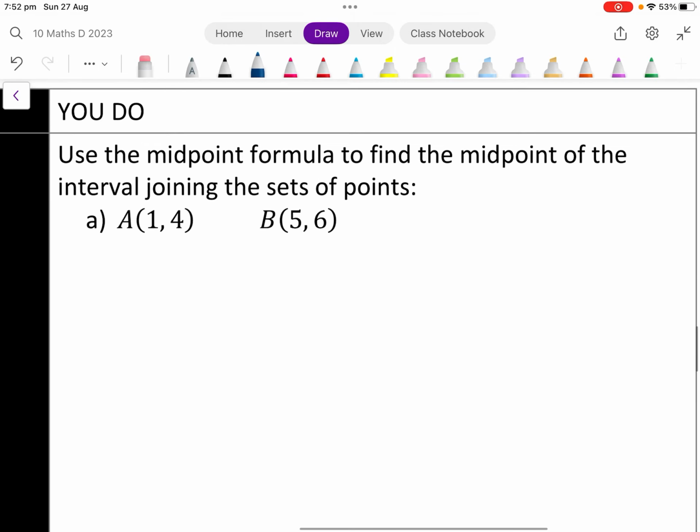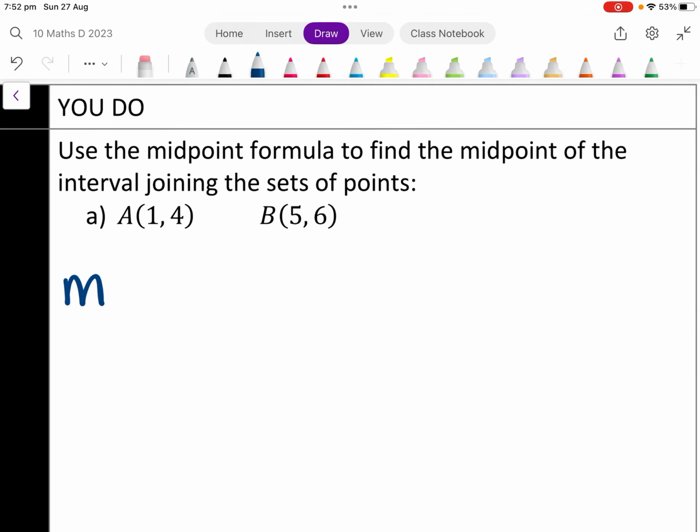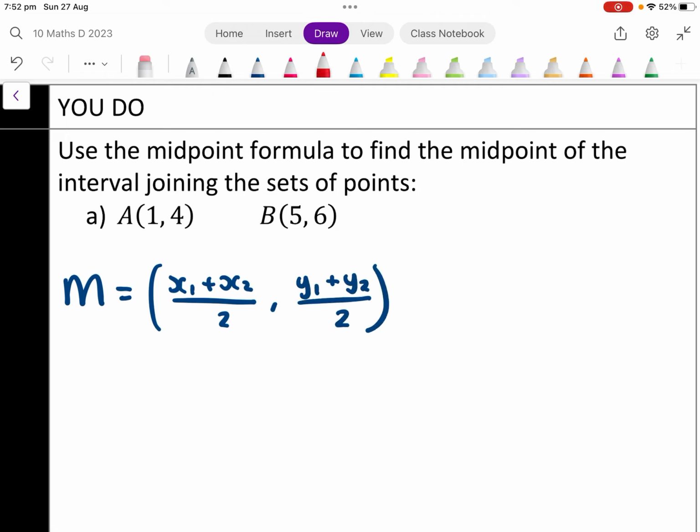Alrighty guys, let's have a little look at this. So we have our formula, m equals our x1 plus x2 all over 2, and our y1 plus y2 all over 2. We have our coordinates. Our first coordinate here, A, is the coordinate 1, 4. So this 1 is x1, and y1 is 4. Our second coordinate is 5, 6, where we have x2 is 5 and y2 is 6. Let's write these over to the side. So x1 equals 1, y1 equals 4, x2 equals 5, y2 equals 6.